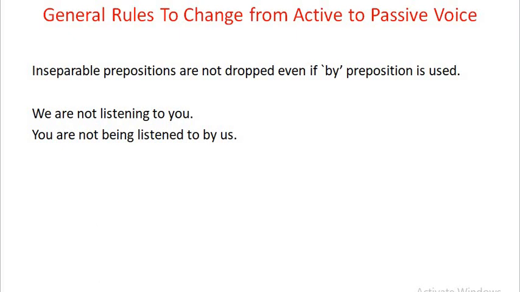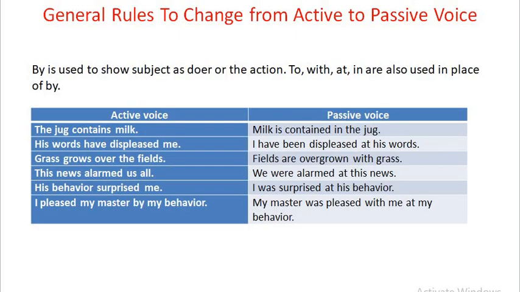Remember this thing. The next one is general use change from active to passive. Next preposition is that I told you by is there. Okay, you use by while converting from active to passive voice, but by is not the only option. It's not the only thing. You can have other prepositions also like to, with, at, in. They're also used, or they can be used for by. In place of by, they can be used. So let us take some examples.